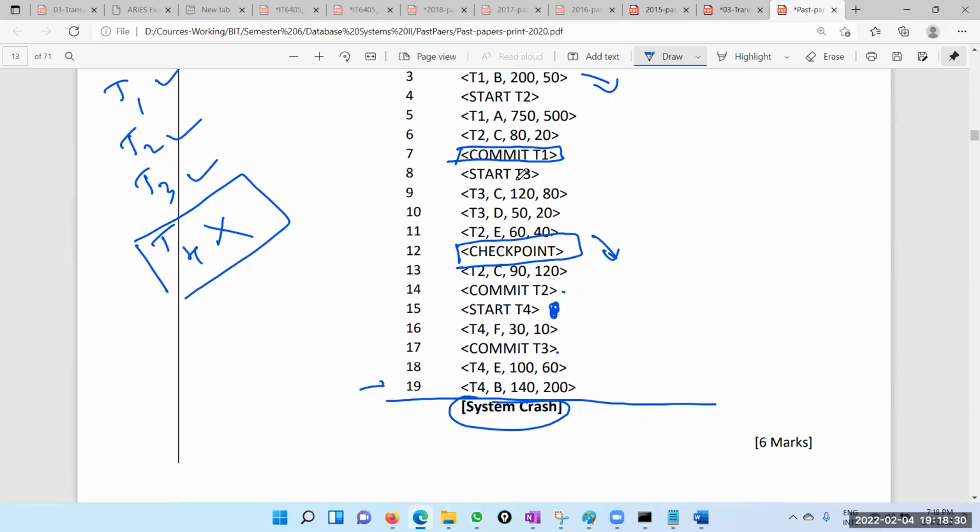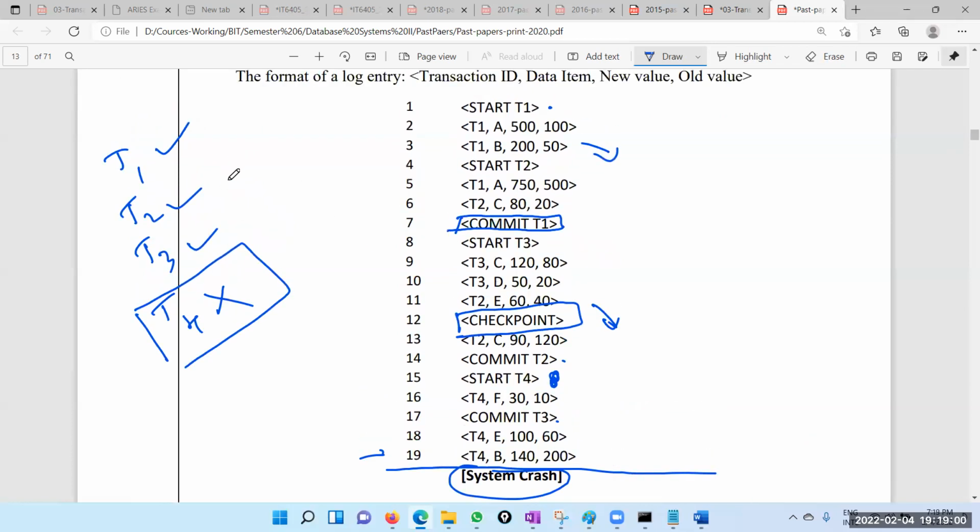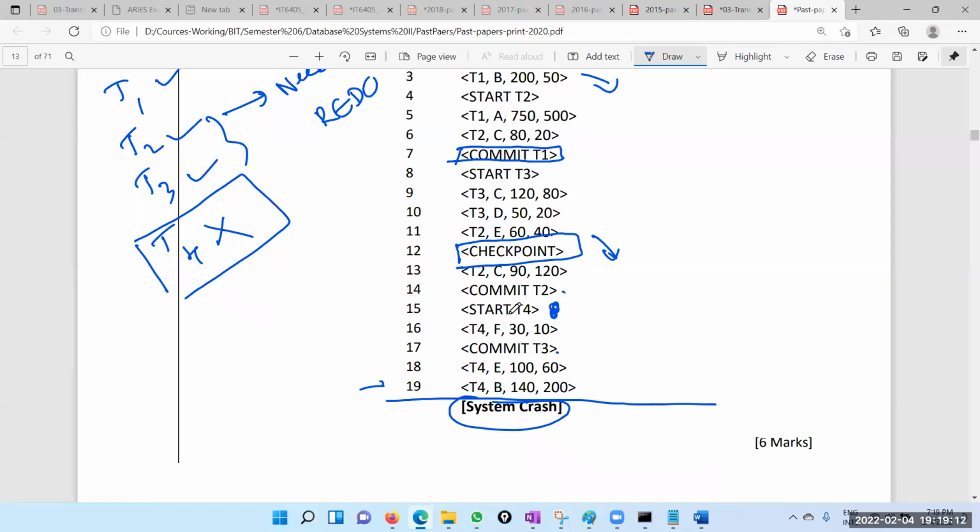What about transaction 2? Transaction 2 commits here. Transaction 3 commits here. It's deferred update, so maybe we are waiting for another checkpoint to do the flushing. Therefore, we have to redo transaction 2 and transaction 3. So T2 and T3 need to be redone. Then what about transaction 4?